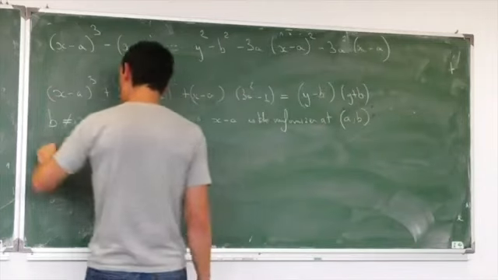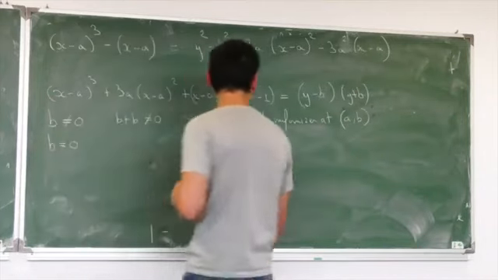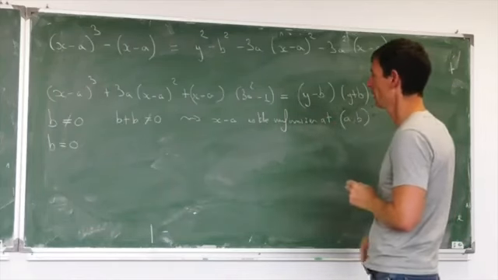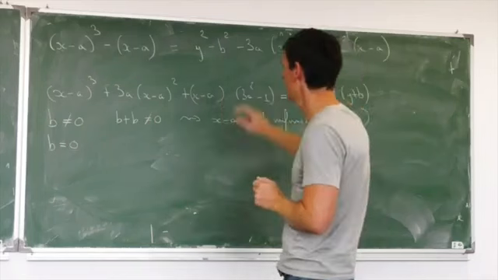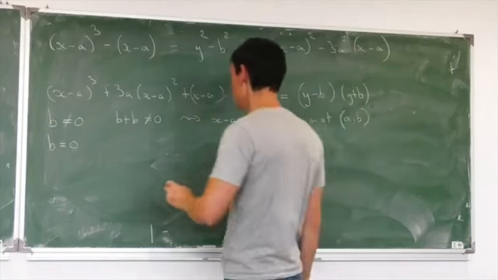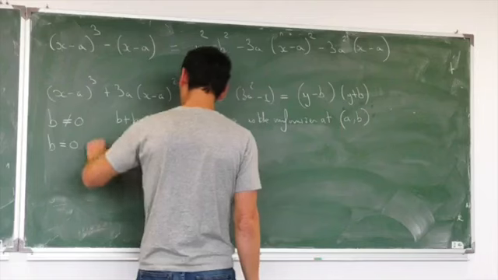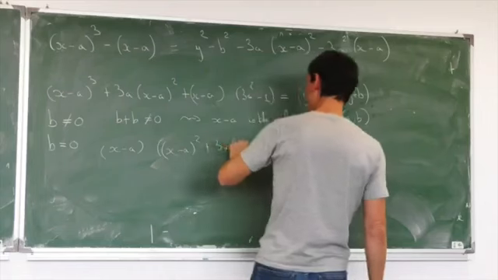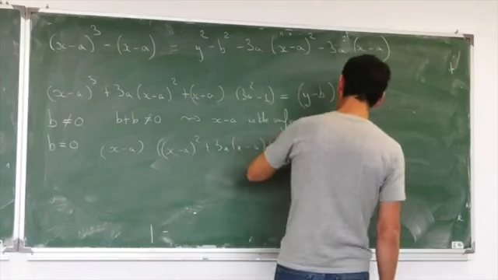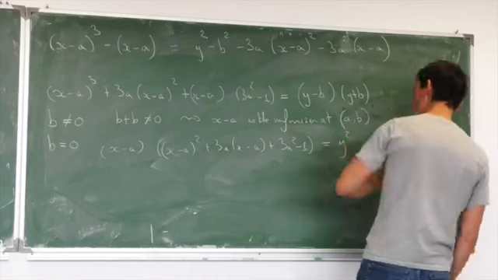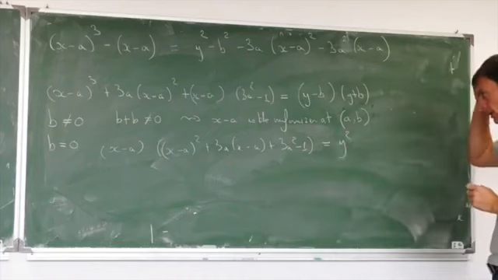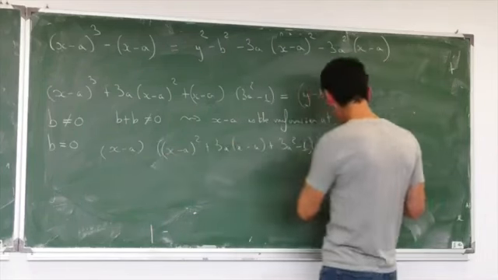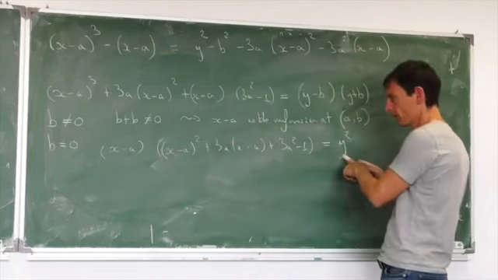Now, the case where b is equal to 0. So when b is equal to 0, this is y squared. Now, let me look at this equation. I can rewrite it (x minus a) times ((x minus a) squared plus 3a (x minus a) plus 3a squared minus 1) is y squared. And again, I would be fine if I could express x minus a in terms of y.